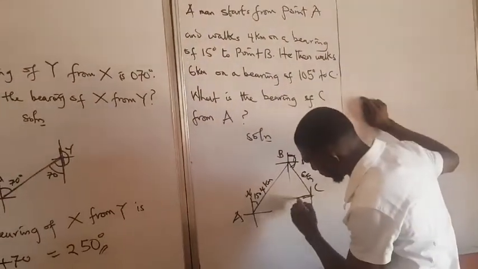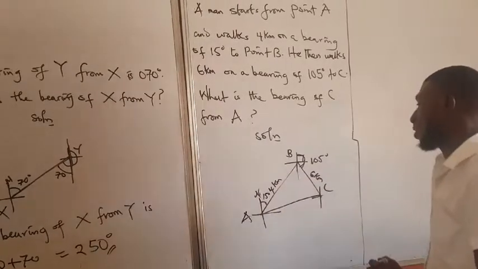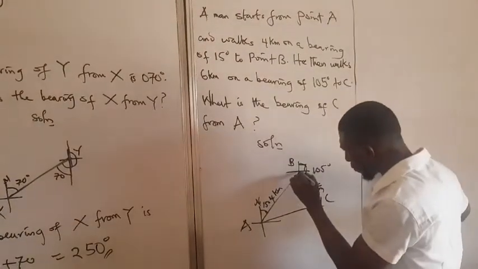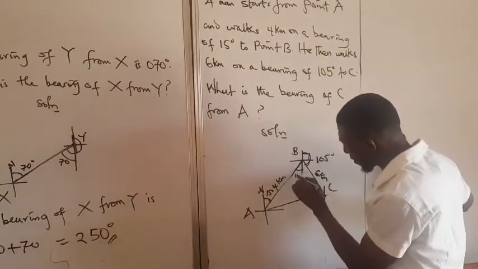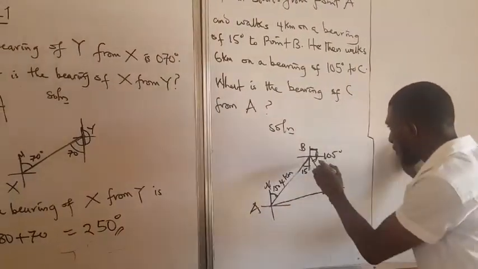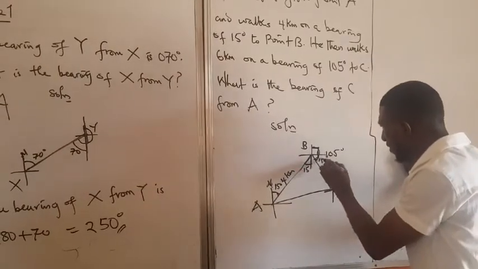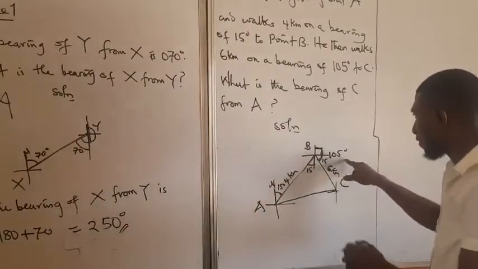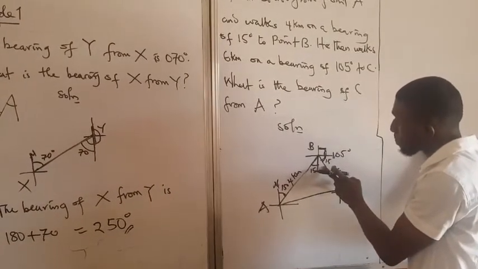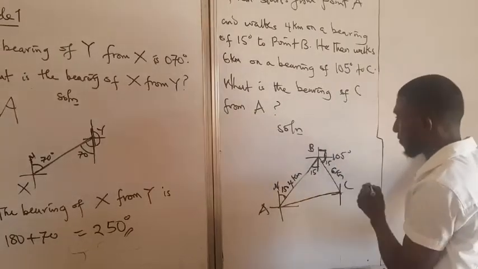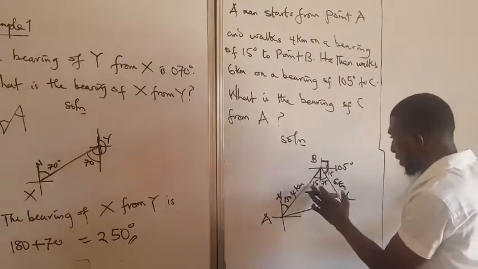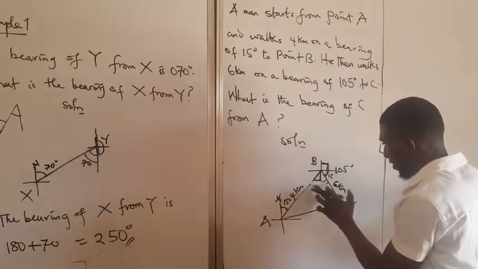Therefore, we join this C to here. Now, if you look at this very well, if this place is 15, this place is alternate to this place, therefore this place is 15 degrees. And if this place is 90 degrees and this place is 15 degrees, 15 plus 90 gives 105. Then remove this 15 from the 90 that is here. You have 75. Therefore, this place is 75. 75 plus 15 gives us 90, which means that the angle here is the right angle.